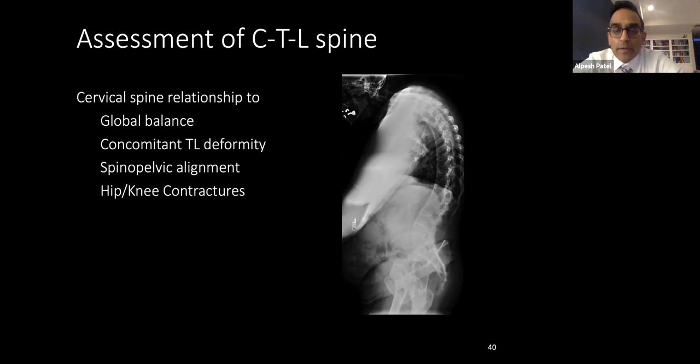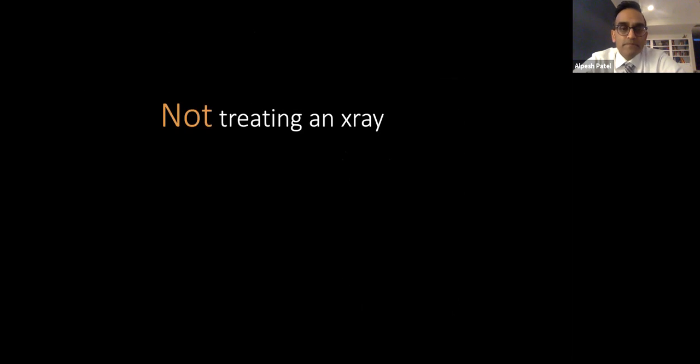So thinking globally about the patient means looking at their cervical alignment, then their thoracolumbar alignment. Are they balanced or not in each of those segmentally? What's their spinal pelvic alignment look like? Do they look like they have a corrected pelvis or an uncorrected pelvis? Do they have hip or knee contractures that might be contributing to things? And in general, we like to work from the bottom up as opposed to from the top down, because you have more control over the overall, the end alignment, if you will, of all of these components.